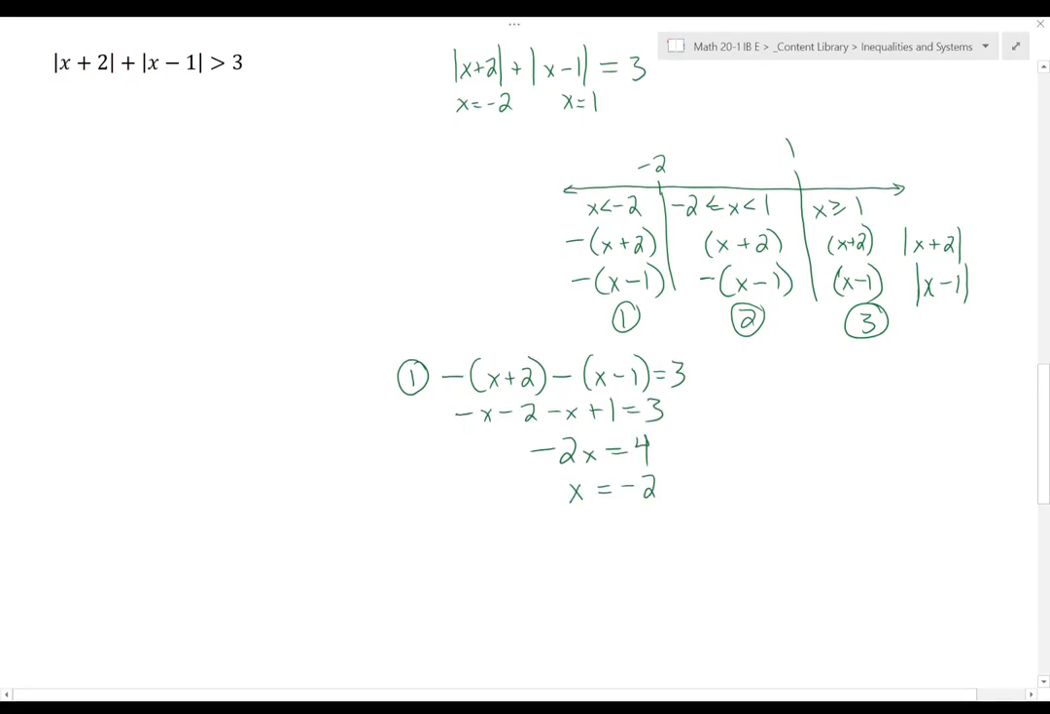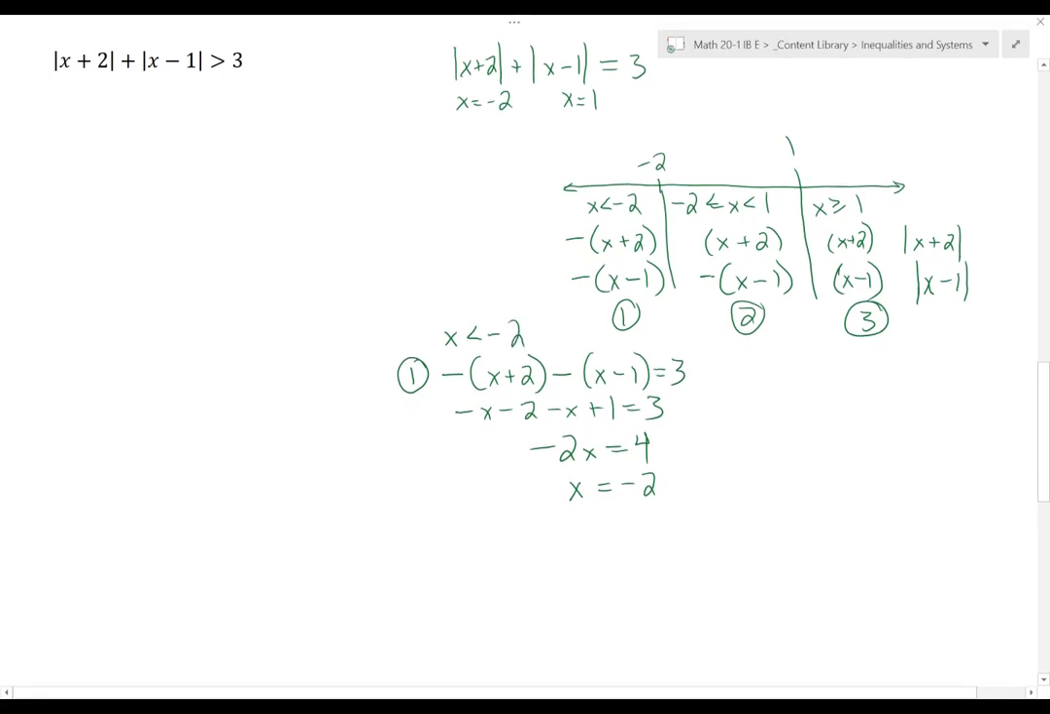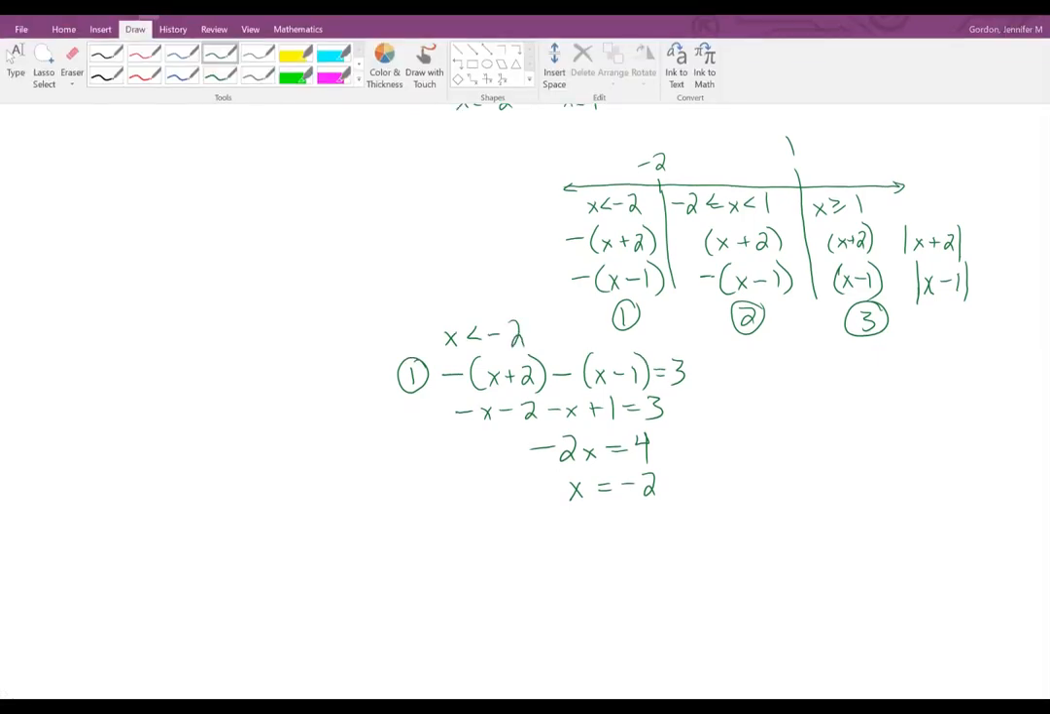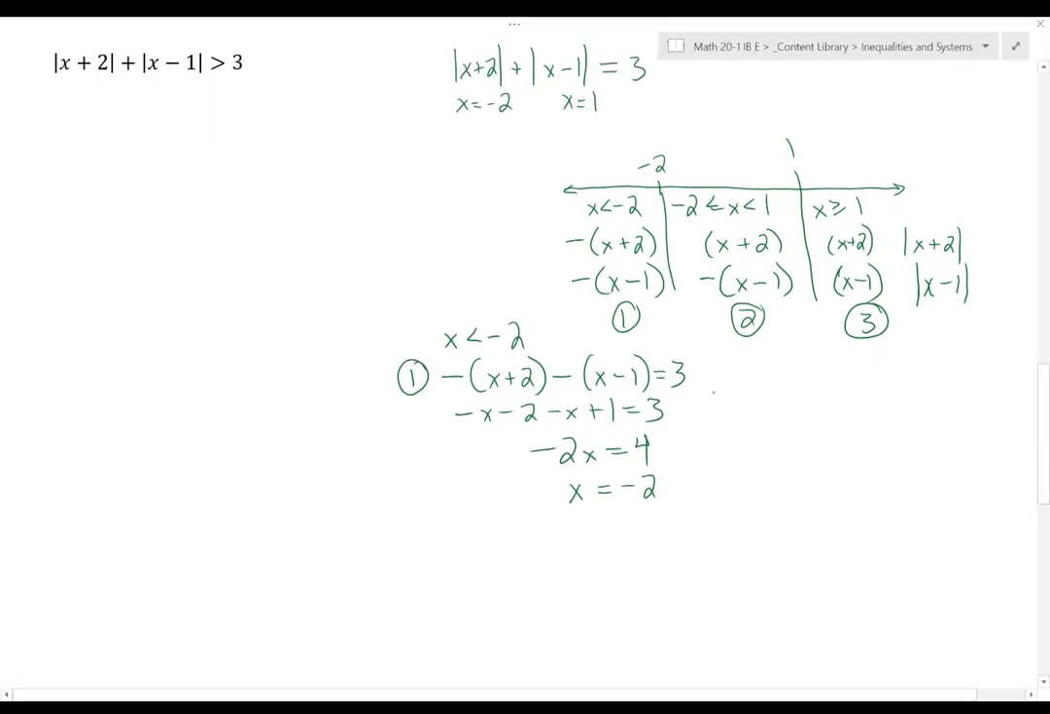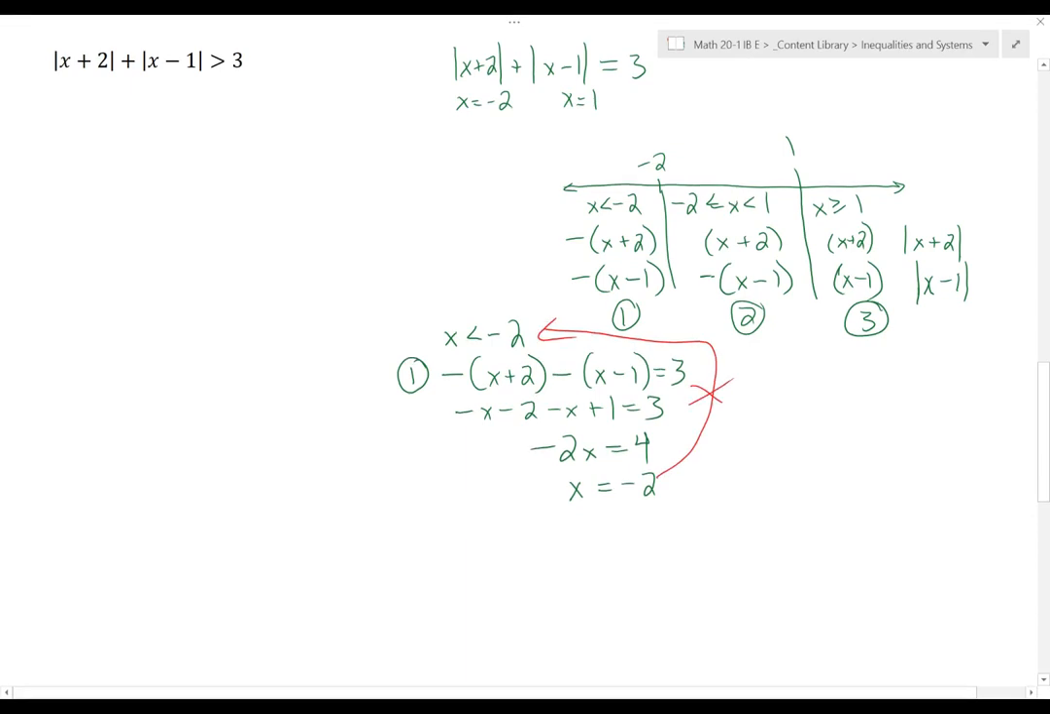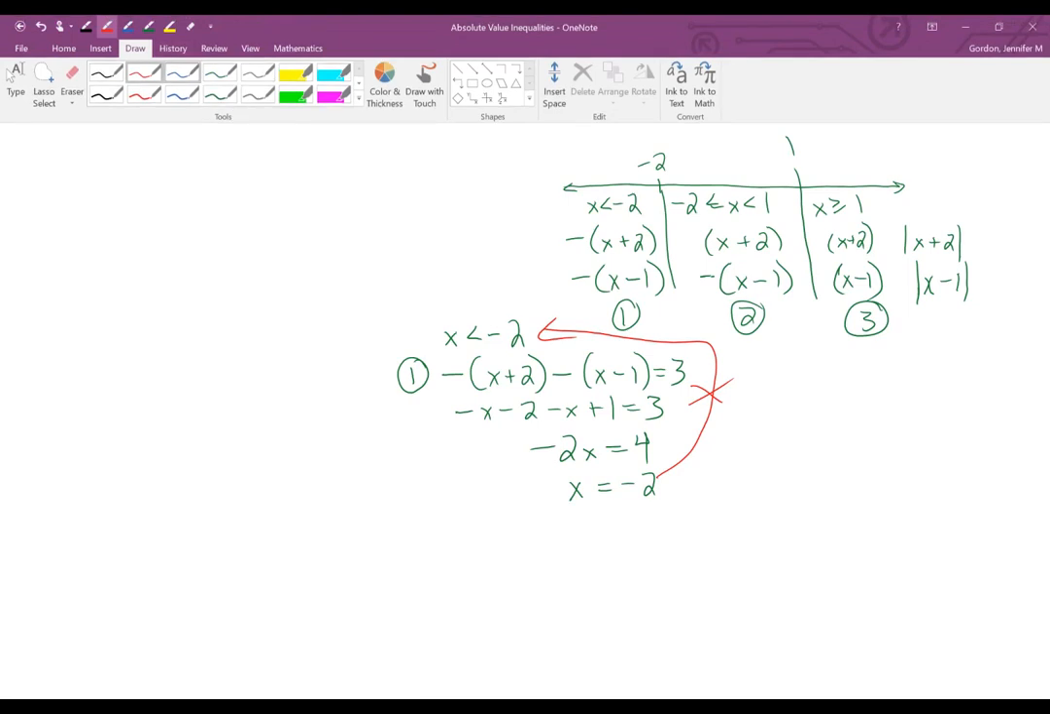Well, this is the interval where x is less than negative 2, and I didn't include the negative 2 here, so technically this solution doesn't work. But when I see a boundary point, I'm expecting something strange to happen in the middle.